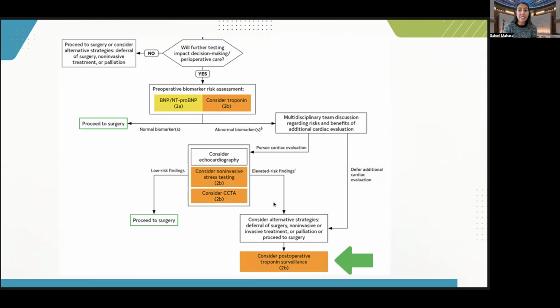For this higher risk patient subset, the new guidelines recommend considering postoperative troponin monitoring to detect myocardial injury after non-cardiac surgery, also known as MINS. This helps identify patients who may need closer monitoring and management after surgery, both inpatient and even after discharge.